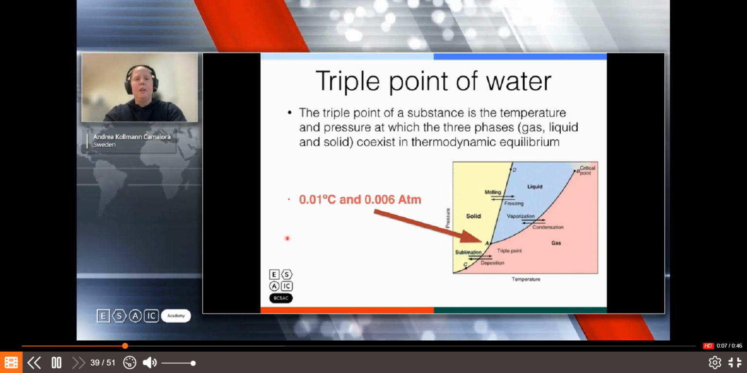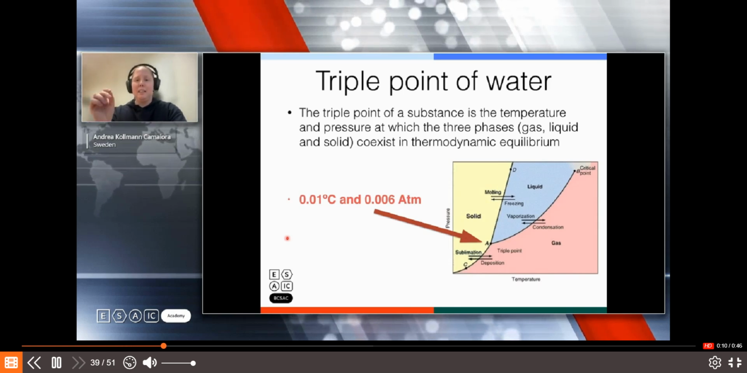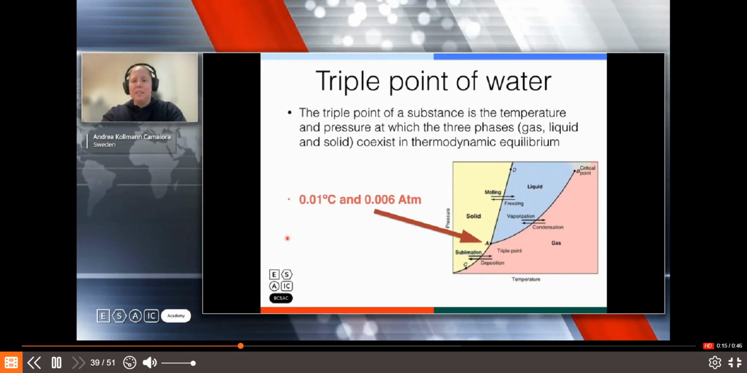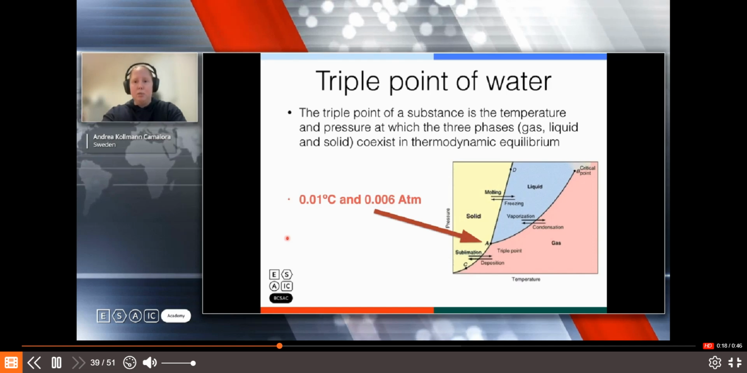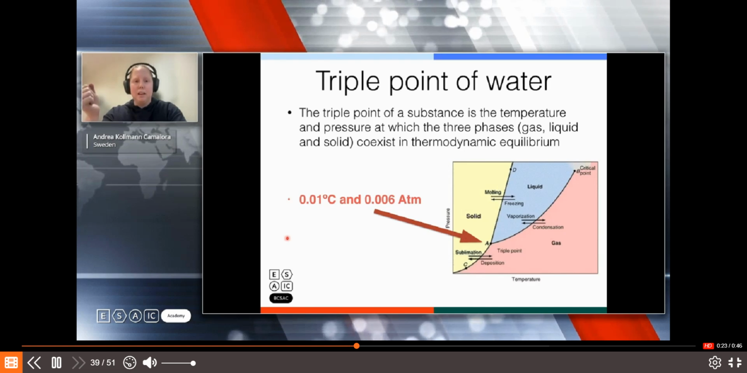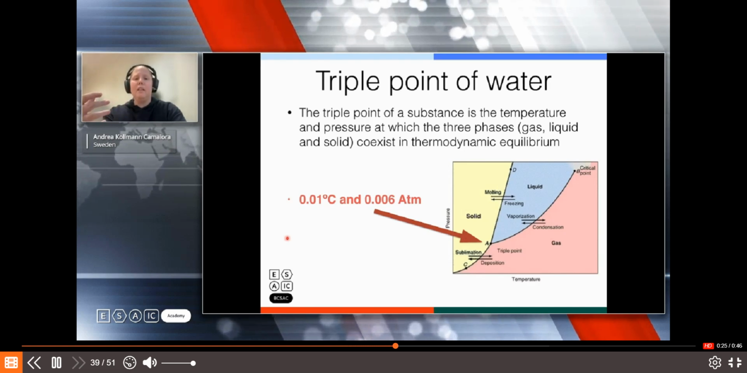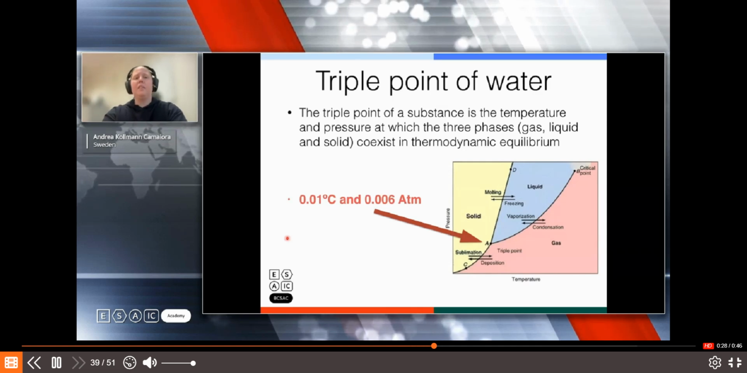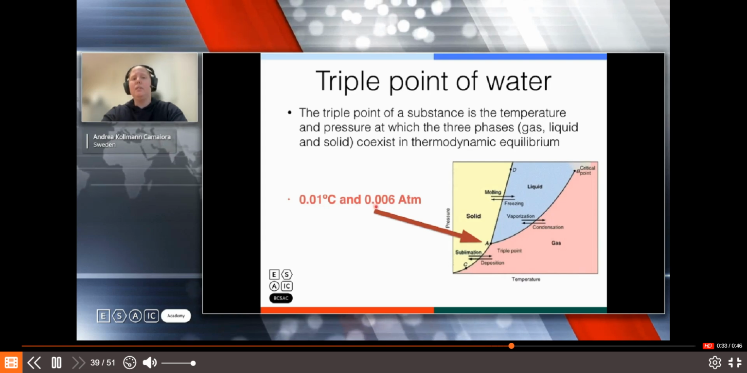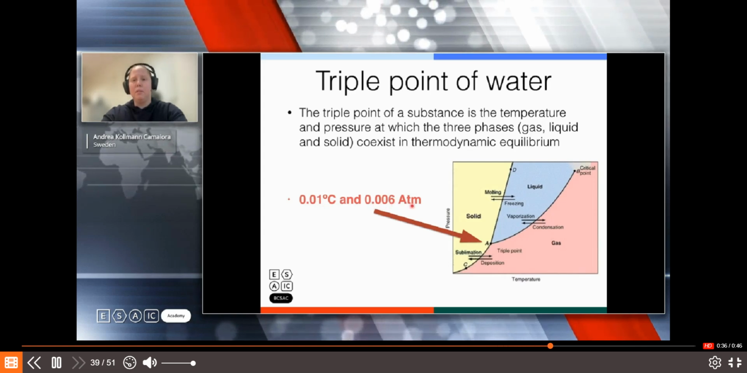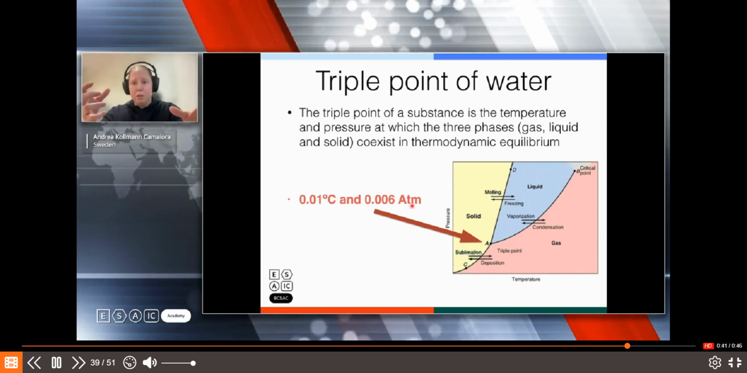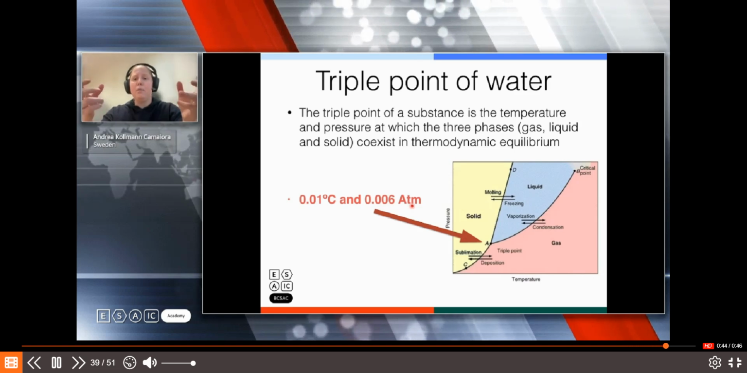The triple point of a substance is the temperature and pressure at which it coexists in the 3 phases. So water can be a gas, a liquid, and a solid at the same time and coexist in thermodynamic equilibrium. The triple point of water is 0.01 degrees and 0.006 atmospheres. If you put water at this temperature and at this pressure, water can be in equilibrium in all 3 phases.